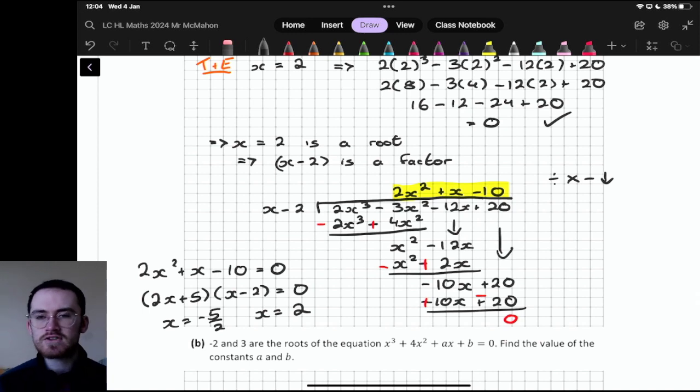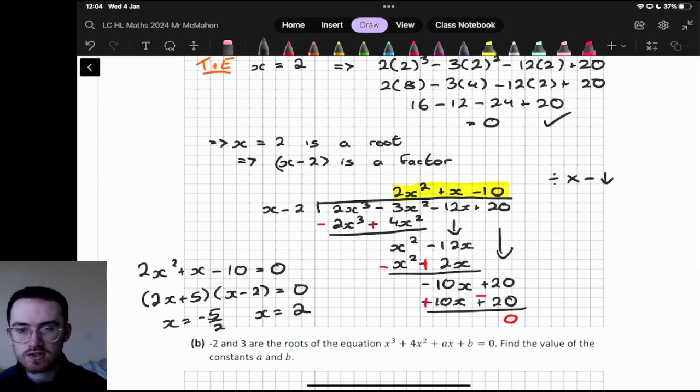Okay, the reason we have to continue on with that is that we're asked to solve the equation fully, and what that means is we need to find the 3 solutions. We already had one solution up here, which was that x is equal to 2. When we divided that in, we were left with a quadratic. Solving that quadratic gives us the other 2 solutions.